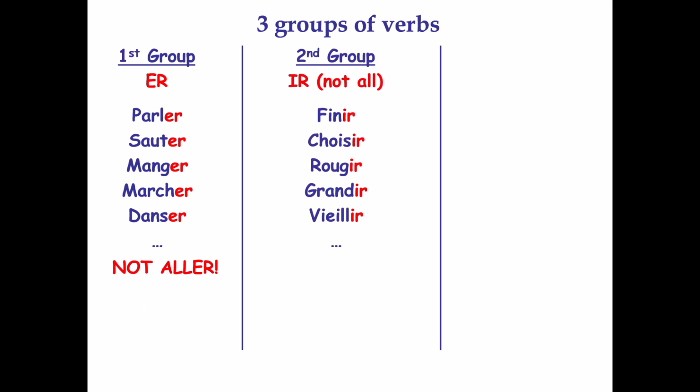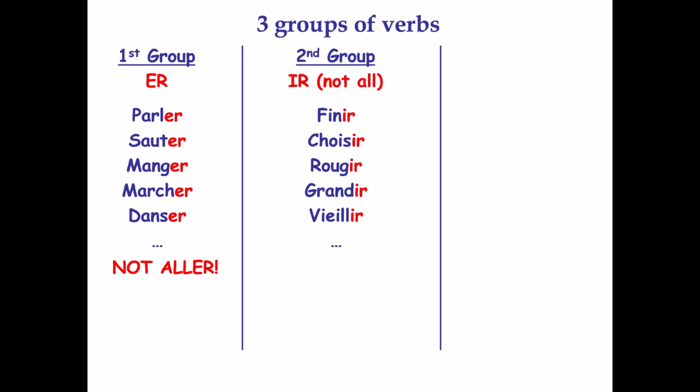What about group 2? All regular verbs ending with IR belong to group 2. For instance, finir, to finish, choisir, to choose, rougir, to blush, grandir, to grow, or vieillir, to get old, belong to group 2.